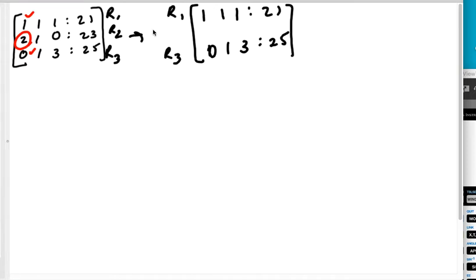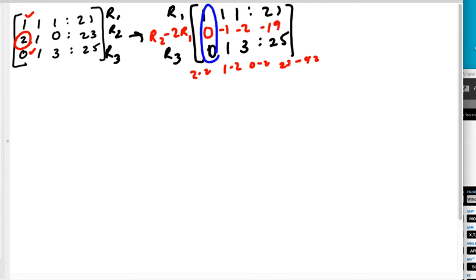All right, so I need to get rid of this 2. The easiest way to do that is to take row 2 and subtract 2 of the first row, because 2 of that 1 will take care of it. So I'm going to get 2 minus 2, which is 0, right? I'm going to get 1 minus 2, which is negative 1. I'm going to get a 0 minus 2, which is a negative 2. And I'm going to get a 23 minus a 42, right, which is a negative 19. Cool. Okay, so now column 1 is officially done.